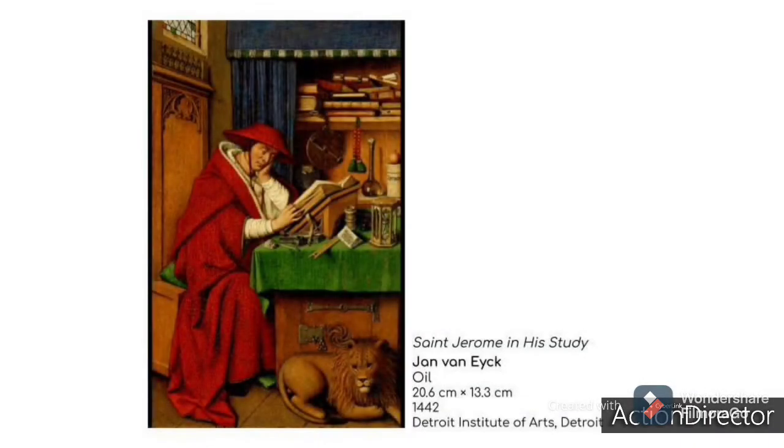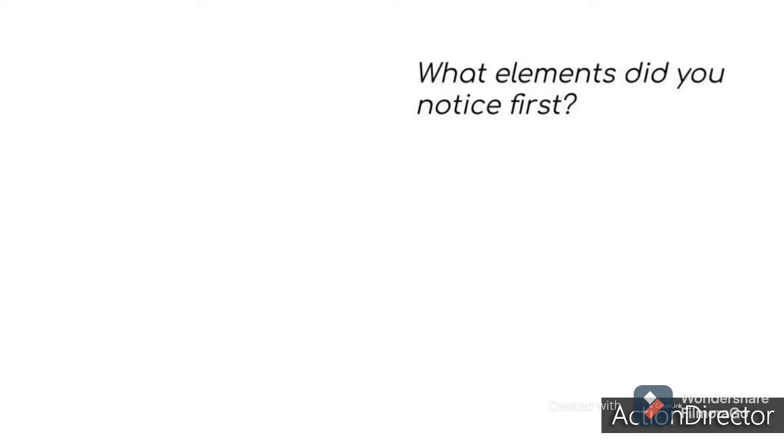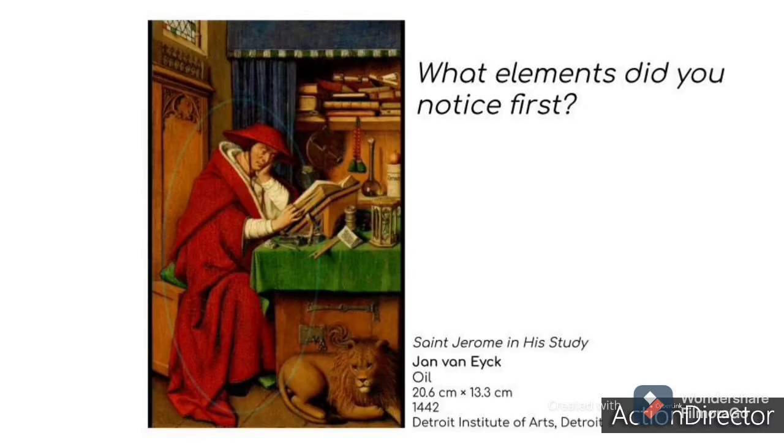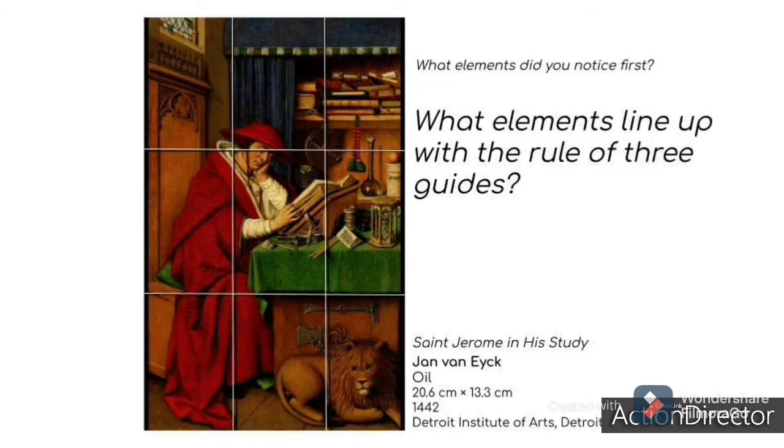This piece is called Saint Jerome in His Study. It's a painting by Jan van Eyck. What elements did you notice first? I noticed Saint Jerome first. He seemed very obvious to me.